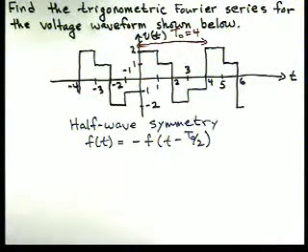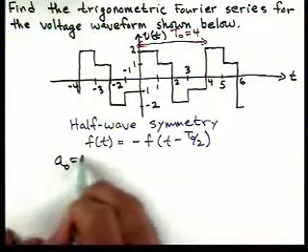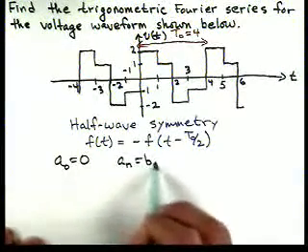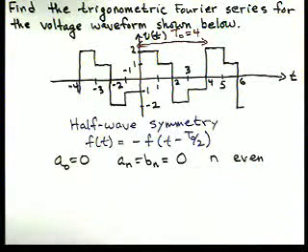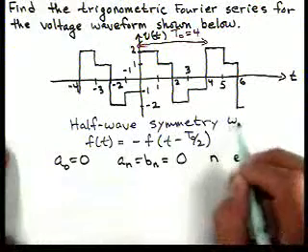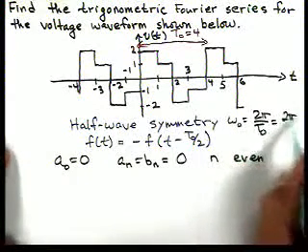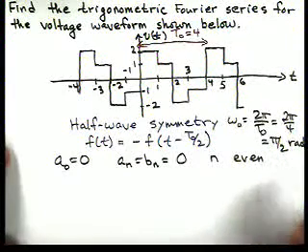So half-wave symmetry means, for instance, that a0 is equal to 0, and a sub n equals b sub n equals 0 for n even. Okay, so we're only going to do calculations for n odd. And now omega naught is 2 pi over t naught, which is 2 pi over 4, which is pi over 2 radians per second.